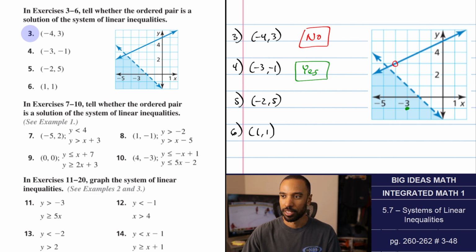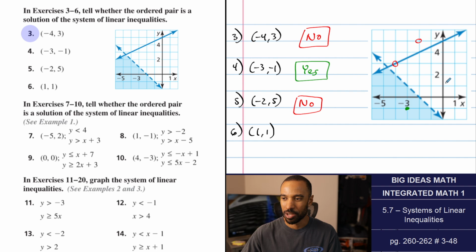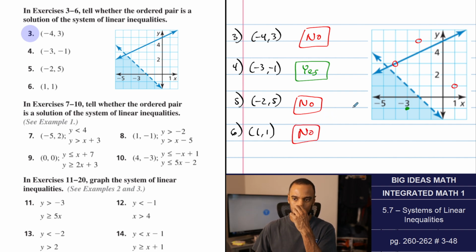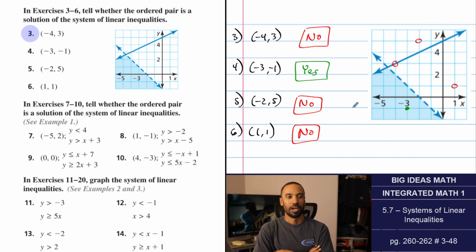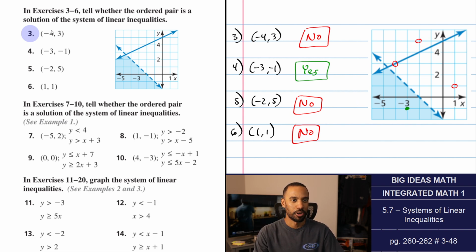-2, 5, definitely not, and definitely not. Nothing about it is. And 1, 1, is that it? Whether there's solutions? And 1, 1 also is not. Okay. Now, that was weird. Oh, I should have just moved forward. Boom, boom, boom, boom. 3, 4, 5, 6. So only one of them was.